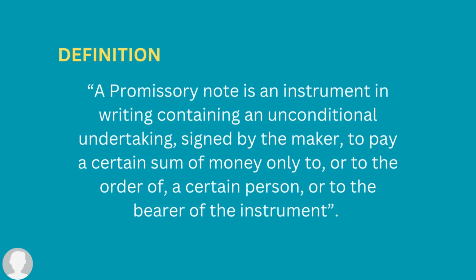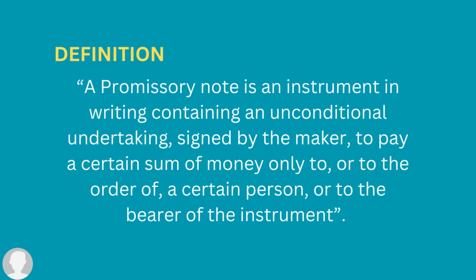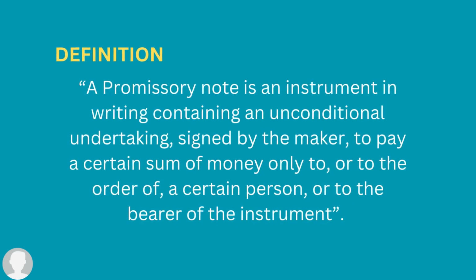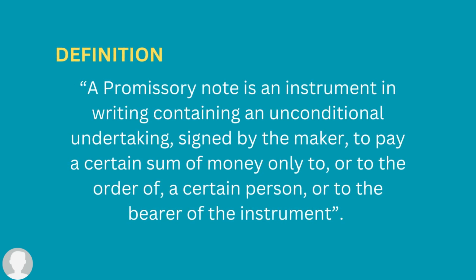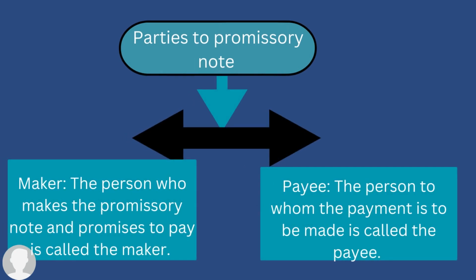Definition. A promissory note is an instrument in writing containing an unconditional undertaking signed by the maker to pay a certain sum of money only to, or to the order of, a certain person or to the bearer of the instrument. Parties to a promissory note. Maker: the person who makes the promissory note and promises to pay is called the maker. Payee: the person to whom the payment is to be made is called the payee.